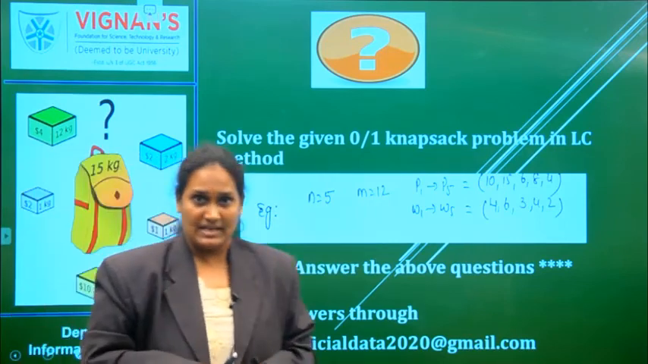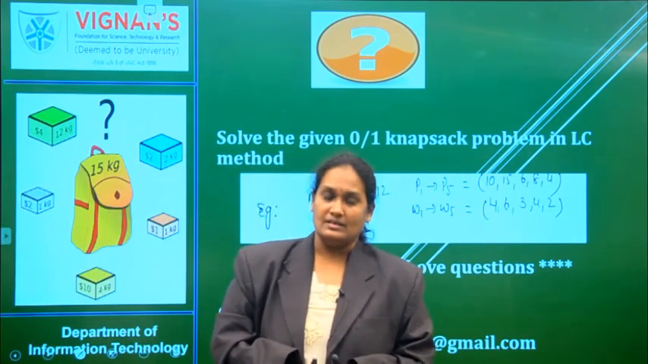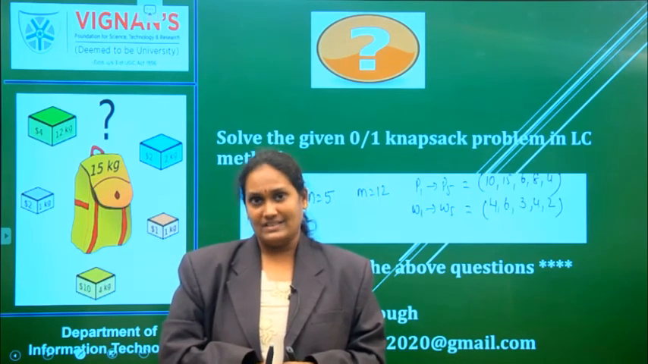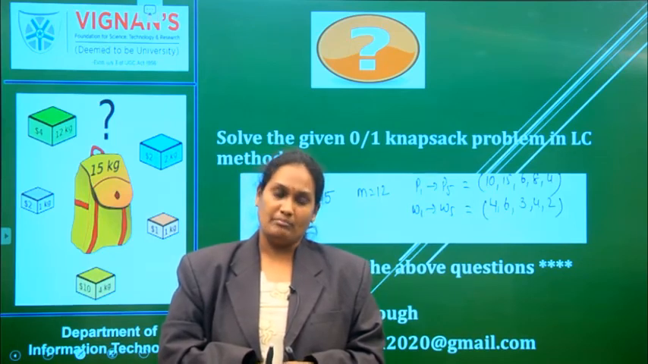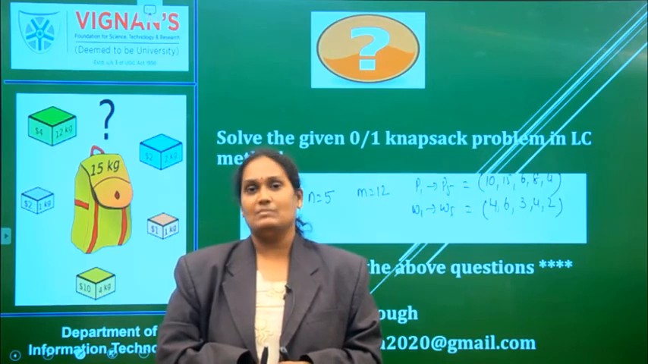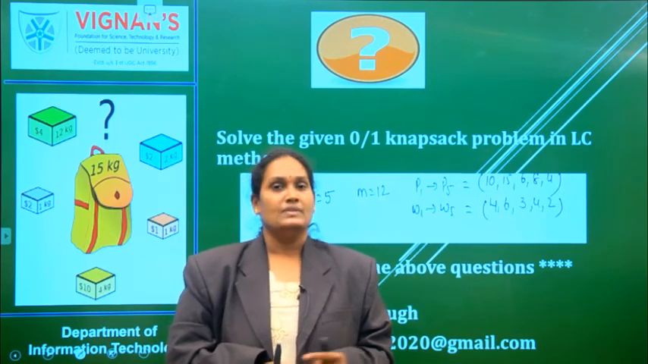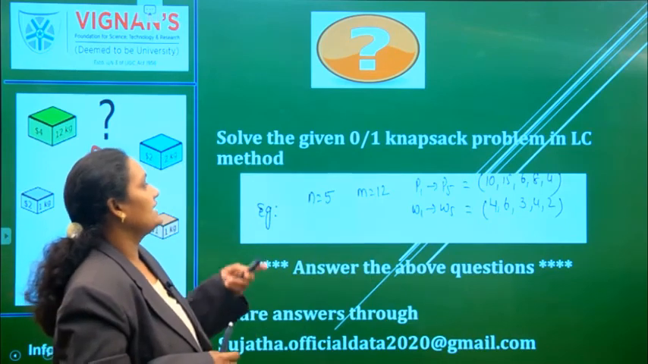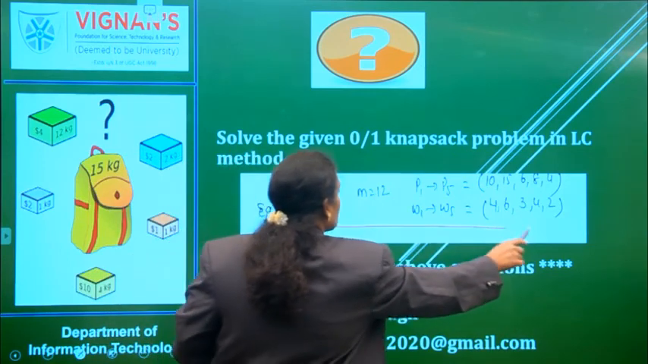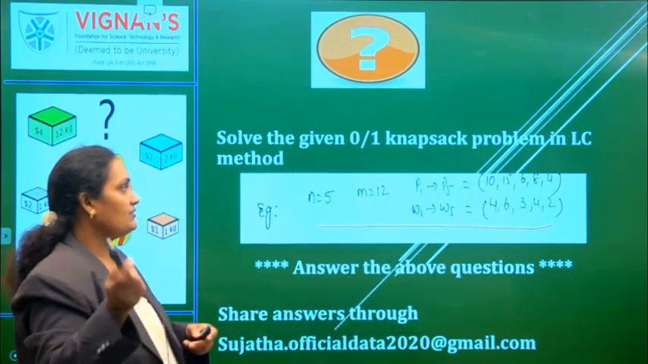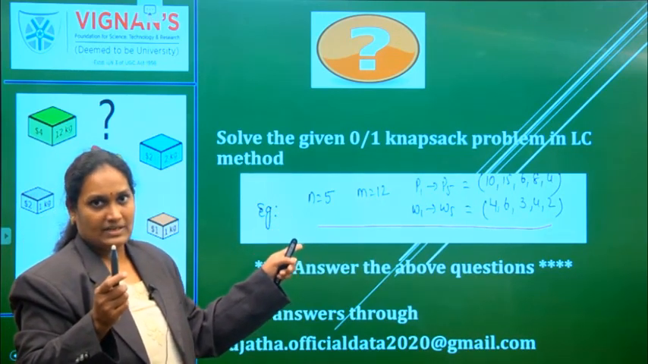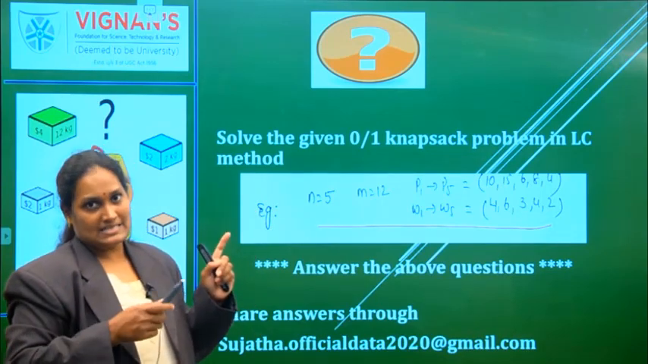Now I am going to summarize the concepts we explained in this session. In this session, we explained what is the knapsack problem, how to convert a maximization problem into a minimization problem, and how to solve the knapsack problem using the LC method, that is least cost method. Now to assess yourself, here I have given a question. Please solve this given problem using the LC method. Here I have given 5 objects whose profits and weights are given and the capacity of the knapsack is also given. Solve this problem by following the LC method.